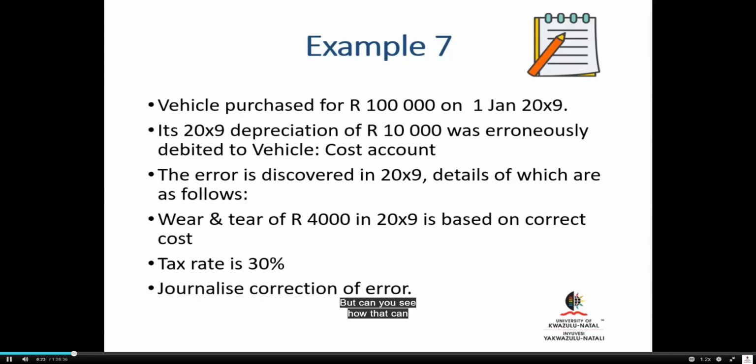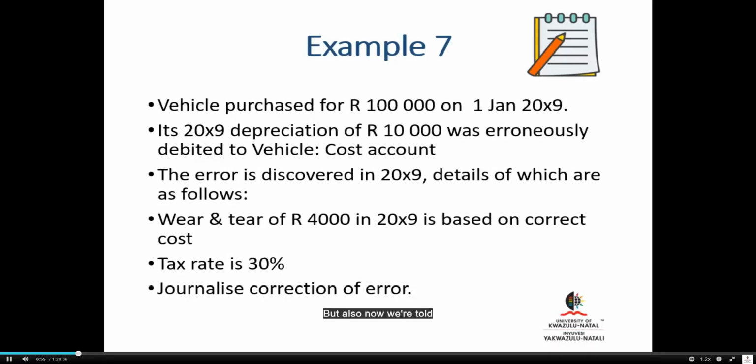But can you see how that can easily be an error if you go add it on the balance of an asset, because it's got a debit balance. So it might be a typical error that can occur. Now, given that they've made that error, we need to reverse it. So this error, first of all, has occurred during the financial period, which is 2019. And it's also discovered in 2019.